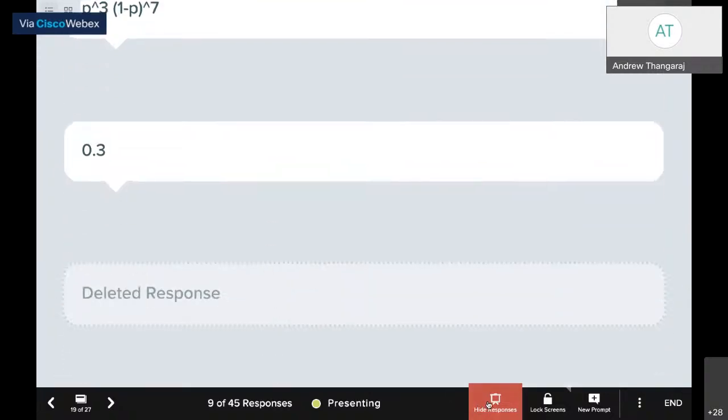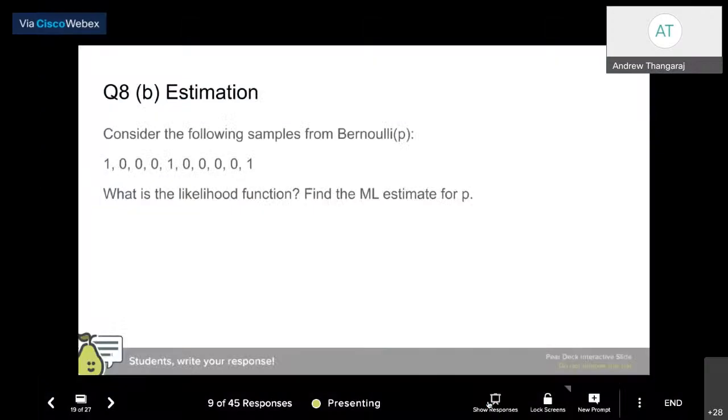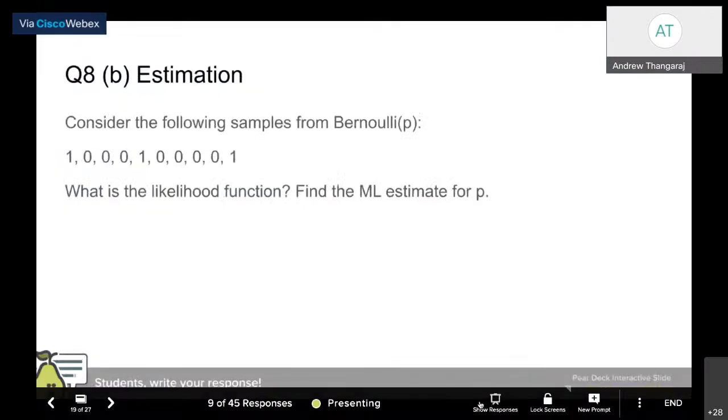How do you get to the ML estimate? The ML estimate will also be 0.3 in this case.